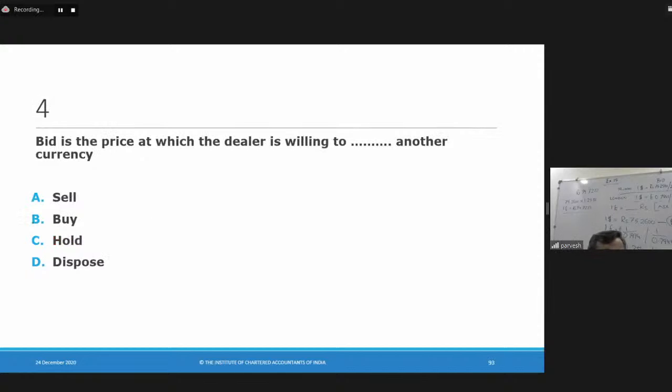Okay. So bid is the price at which the dealer is willing to dash another currency: sell currency, buy currency, hold currency, dispose currency. So what is the bid price from the dealer perspective? Is it the buying price, the selling price, a hold price, a dispose price? There are two prices which are given. One is bid, one is ask. One means buy, another means sell. So what should be the answer? The response is basically the buy price. I think I'll be getting answers soon because you people have already punched your answers. So what should be the right one?